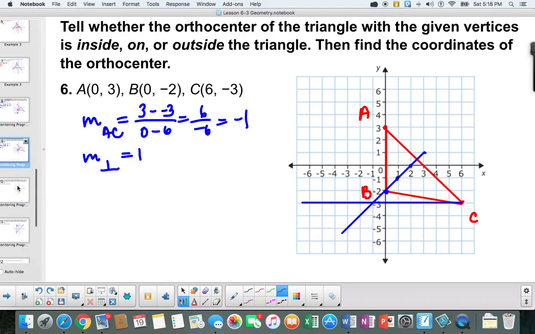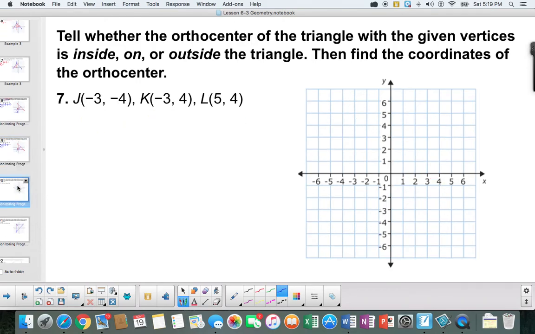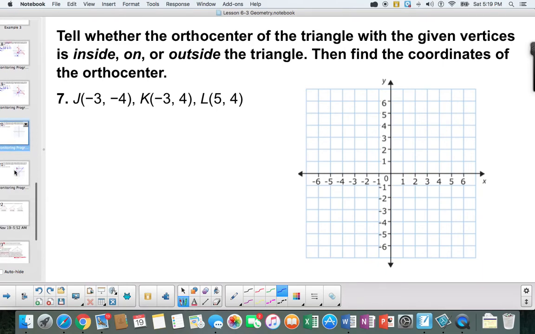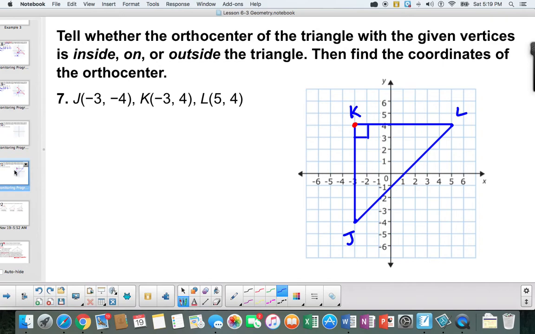And here I've drawn it again. Okay, your turn. You draw it and you figure out whether it's inside, on, or outside the triangle. And here's the answer. I didn't have to do much drawing because it occurred right here on the triangle. This is an altitude and this is an altitude. Actually, in a right triangle, the sides are altitudes.